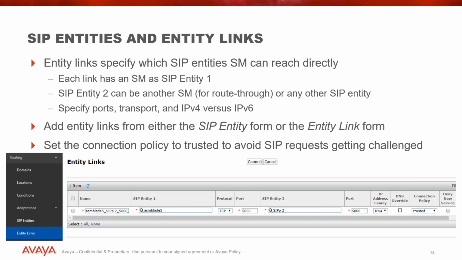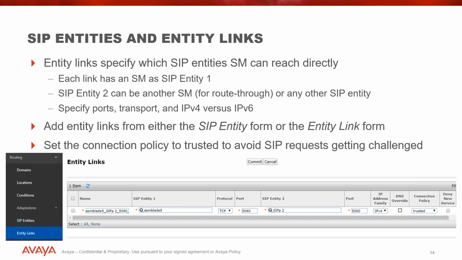Also on this entity link form, you've got protocol and port on both ends. So your choices of protocol: TCP, no security; TLS, where you do have security. You've also got UDP, but that's pretty uncommon. People prefer the reliability of TCP and TLS. And in fact, we recommend TLS just for security.